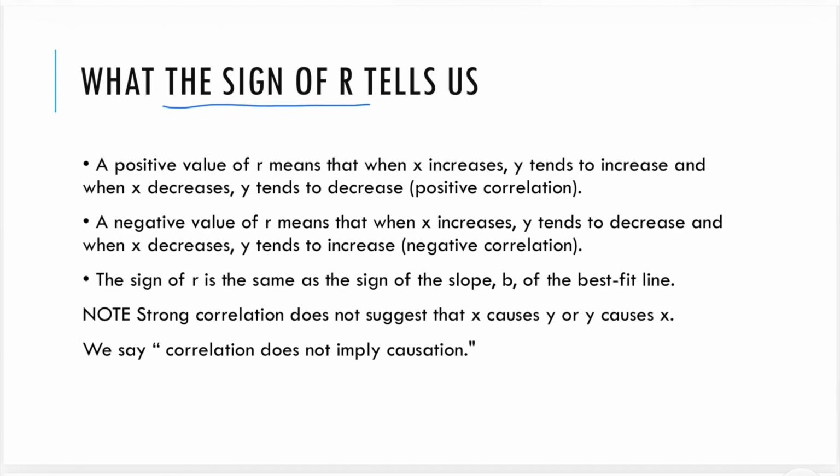What the signs mean, a positive value means that it's a positive relationship. When X increases, Y increases. That's when R is positive. When it's negative, that's your negative relationship. It goes down.